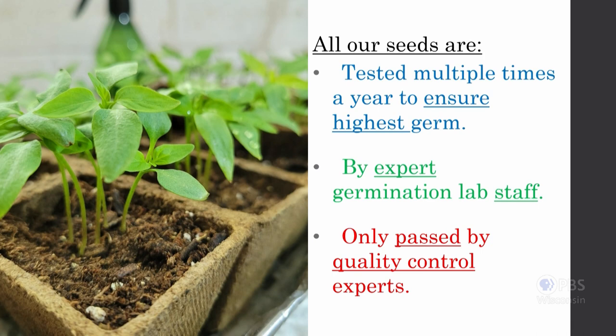If it doesn't pass with Jung Seed Company, again, when I say our, I'm talking about Jung Seed Company and the affiliates that they own or work with. The federal government sets those standards, but Jung Seed Company sets a standard even higher than that, 5 to 10% higher than whatever the federal standard is. So if it's not testing at that high level, they don't sell it. It doesn't go into a packet to go to your house. So I just want everyone to understand that.